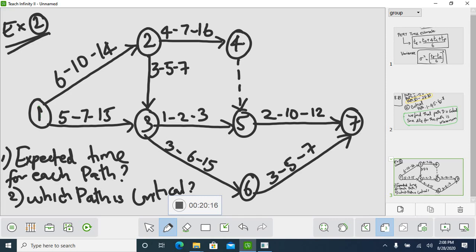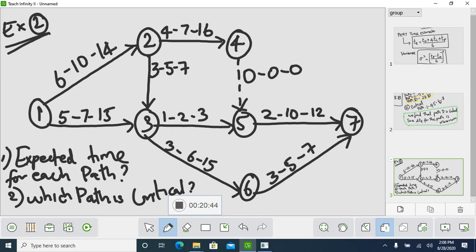So here I have given you one dummy activity. A dummy activity doesn't have any optimistic time, pessimistic time, or most likely time. So you have to put 0, 0, 0. So this is your dummy activity. Now you have to find what the paths are. How many paths are there? You have to find out all the paths.